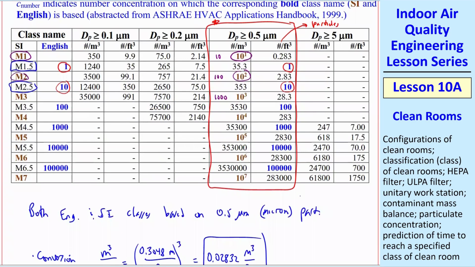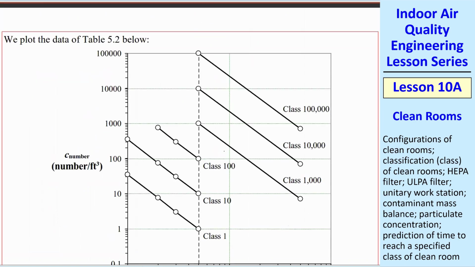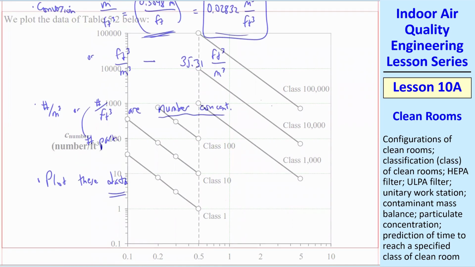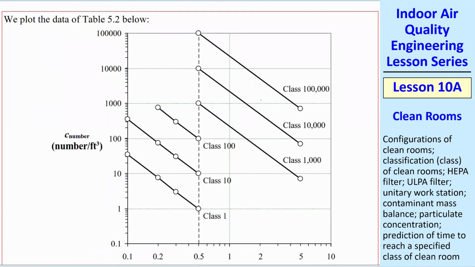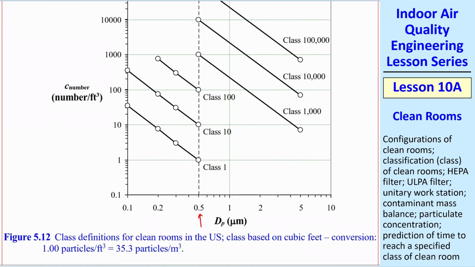Now, if we take this table and plot these data, since data is a plural word, we're going to use a log plot. We have dp in microns on the horizontal axis, and that's a log scale. And then we have C number. These are number concentrations, which we call C number. So if we plot those data, again, it's based on 0.5 microns. That's the special location on this scale. 1 particle per cubic foot is class 1. Well, that's how we defined class 1. Class 10 is 10 particles per cubic foot, etc.